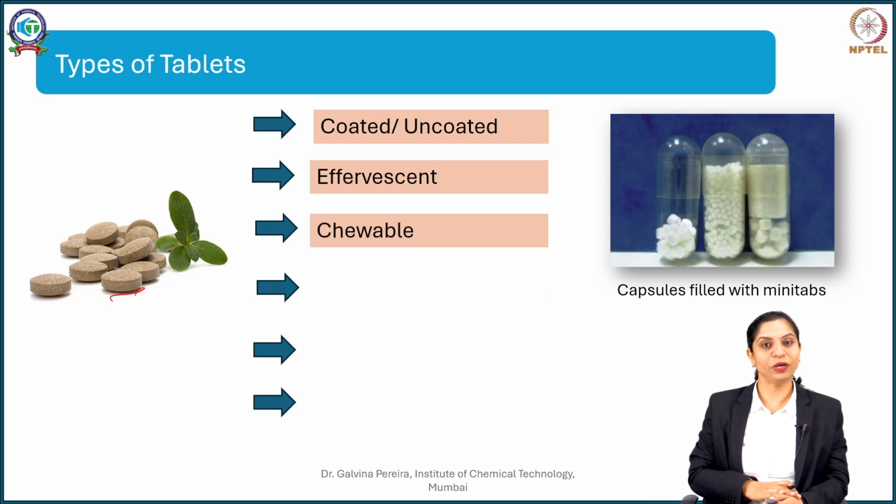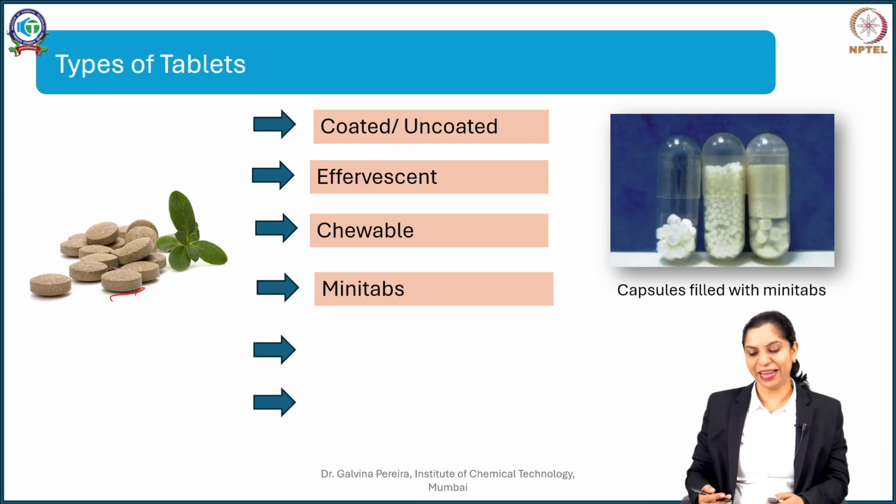Then you have your chewable tablets like your Digene tablet or antacid tablets, which are pretty hard and need to be chewed. The reason is that in some cases they are very big in dose also. So if you take it whole, there is a good chance of choking. So you chew it, convert it into smaller particles and then take it.